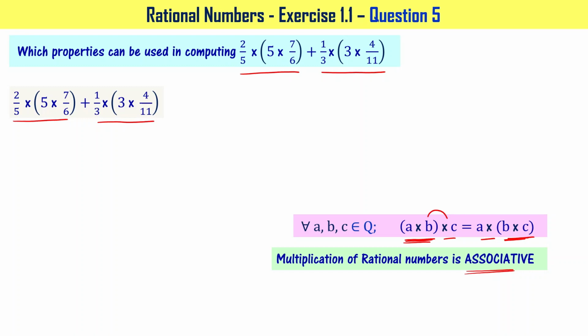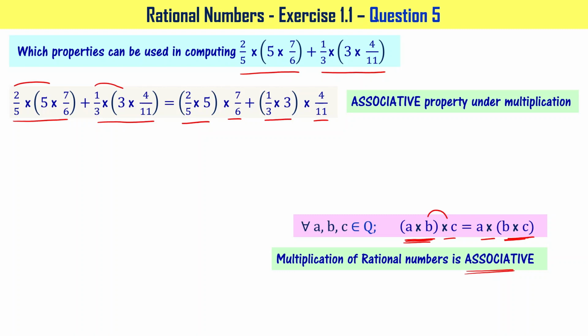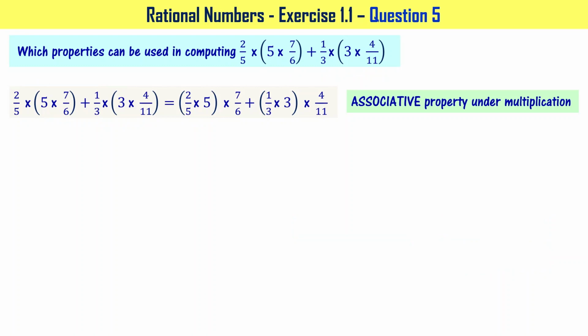So shall we now group these two numbers, 2 by 5 and 5, 1 by 3 and 3, so that it can be written as 2 by 5 times 5 times 7 by 6 plus 1 by 3 times 3 times 4 by 11, right? The property we used here is the associative property under multiplication. Now once you have done that, let me write 2 by 5 as 2 times 1 by 5, right?